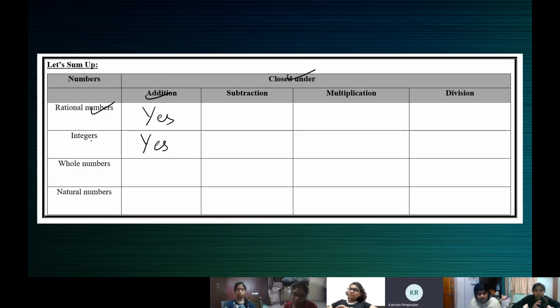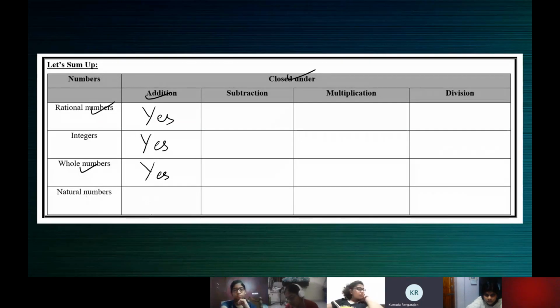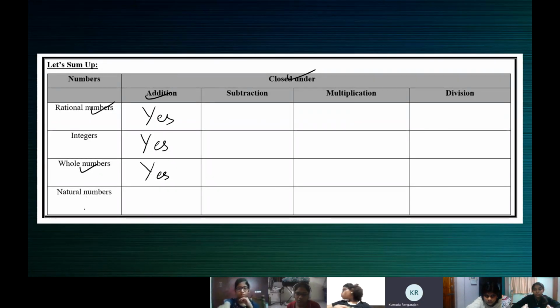What about whole numbers? When we add two whole numbers, do we get a whole number? Yes, ma'am. And when we add two natural numbers, is the sum also a natural number? Yes, ma'am. You can take examples. The sum of two natural numbers is also a natural number.